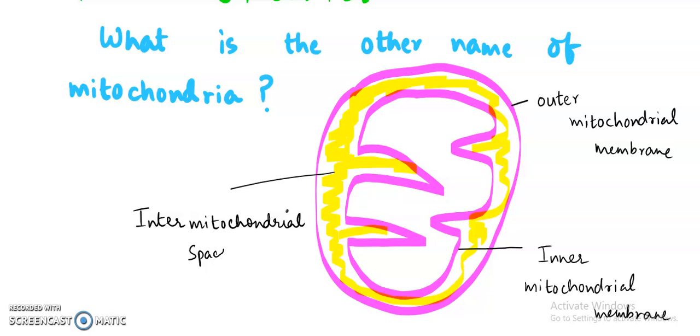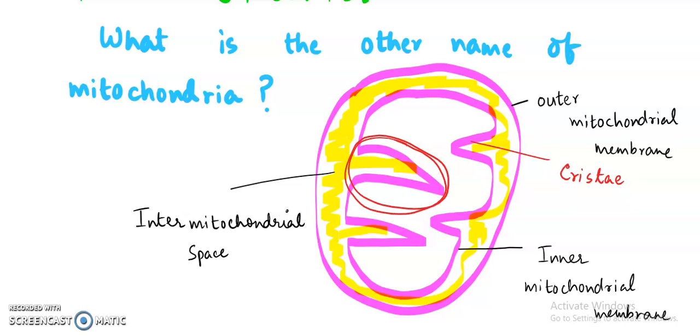The inner mitochondrial membrane has greater surface area. Why the area of inner mitochondrial membrane is greater? It is greater because it contains these finger-shaped projections, and these are known as cristae. What are they known as? Cristae. C-R-I-S-T-A-E. You should learn the spelling by writing, okay? Now, this cristae, they are seen in the inner mitochondrial membrane.